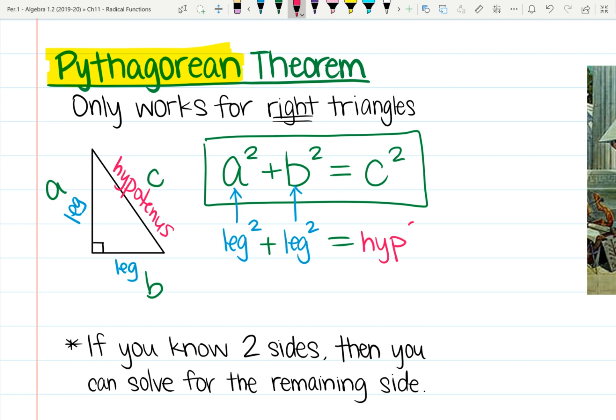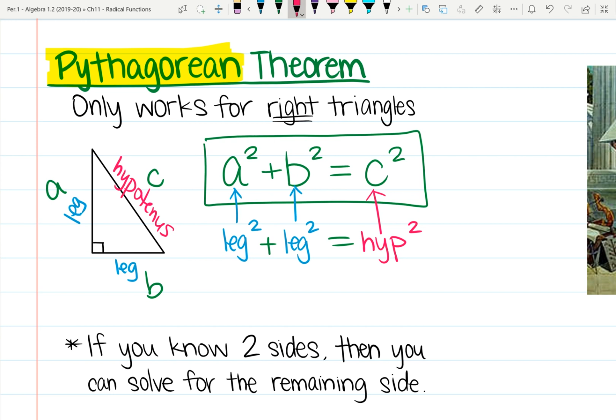I'm just going to abbreviate. Squared. It's pretty amazing. Any right triangle, any size right triangle out there, if you take both the legs and square them, it's always equal to the hypotenuse squared. So if you go and take a tape measure and do this, you'll see it works. Okay?